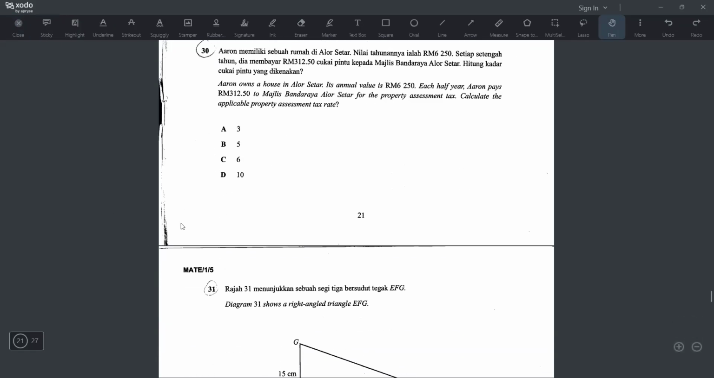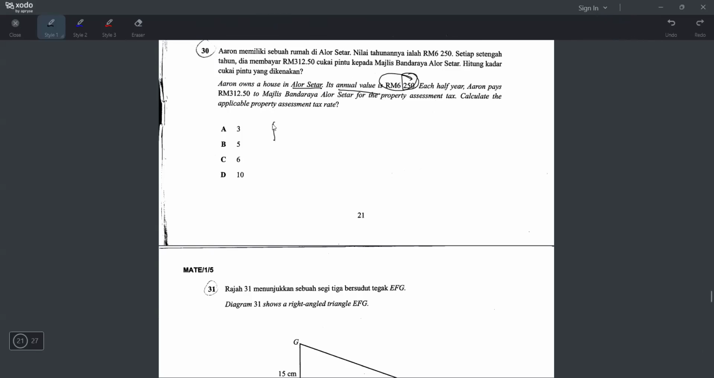So done. Okay, continue. Number 30. Aaron owns a house in Alor Setar. Okay, I don't care. Its annual value is 6250. So this is annual value. Okay, the moment I see this word, I already know which chapter. It's Form 5, Chapter 4, Cukai. Under Cukai, taxation. And which tax is it?